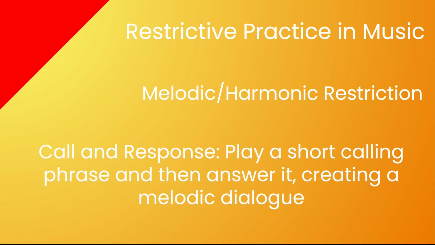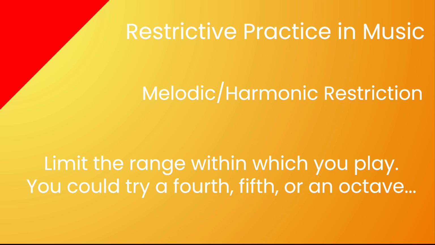Another idea is call and response: playing call and response with yourself, creating a kind of monotonic dialogue. So for an entire chorus, you may do a 2-bar call, and then you improvise a 2-bar response to that call. Or you could do 1 bar or 4 bars. Another idea is to limit the range at which you're playing. You could choose a scale, or you could limit yourself within the range of a 4th, or a 5th, or an octave, or even a minor 3rd.